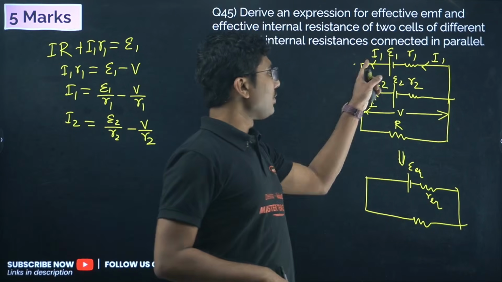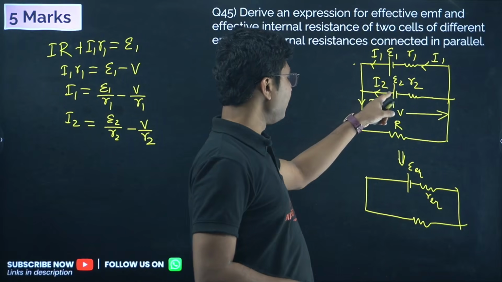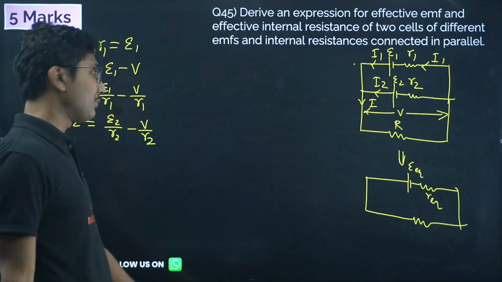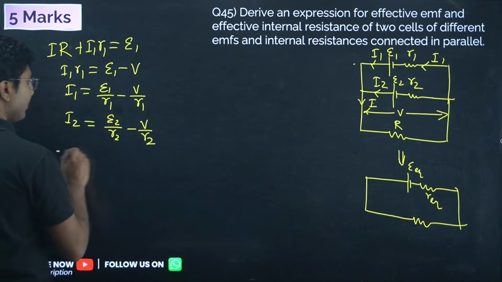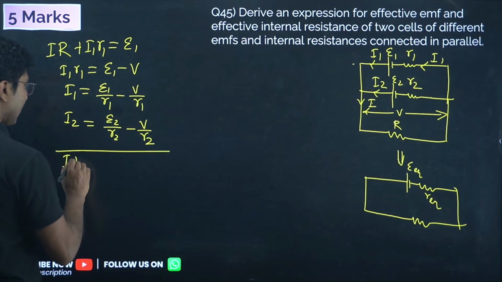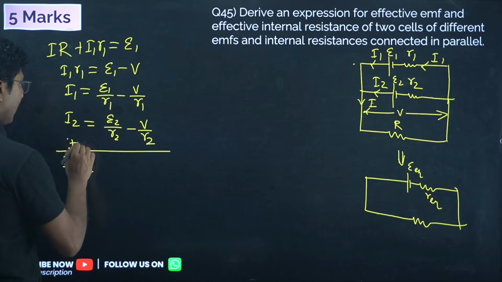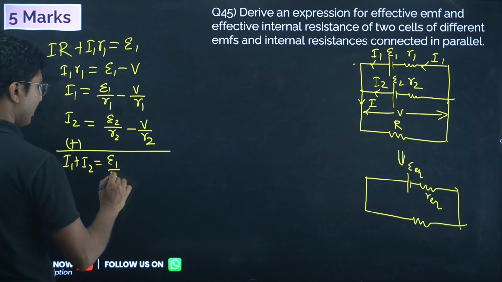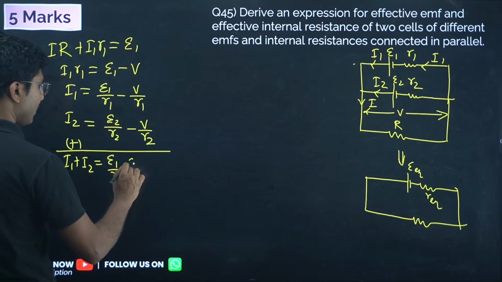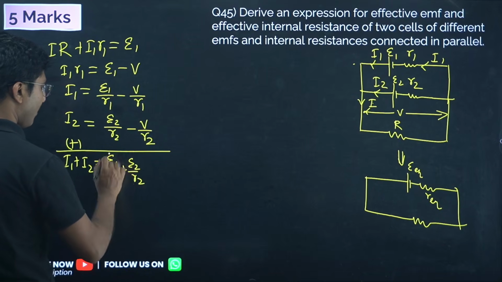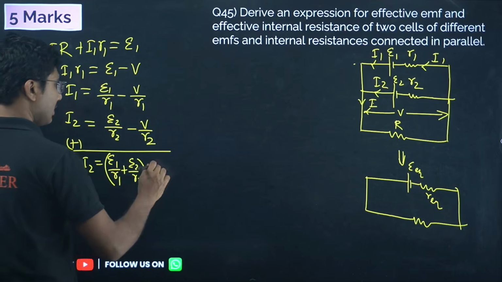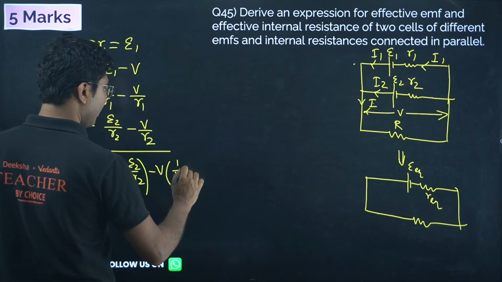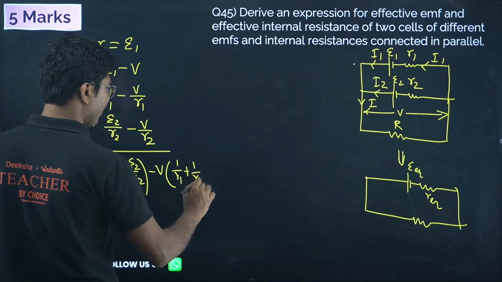If you apply the loop rule in the first loop, you get this. Similarly, you can apply the same loop rule in the second loop and calculate I2. So adding these two, we get I1 plus I2 equals epsilon 1 by r1 plus epsilon 2 by r2, minus V, which gets common, times 1 by r1 plus 1 by r2.